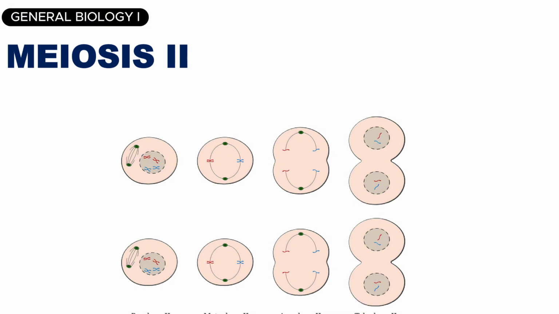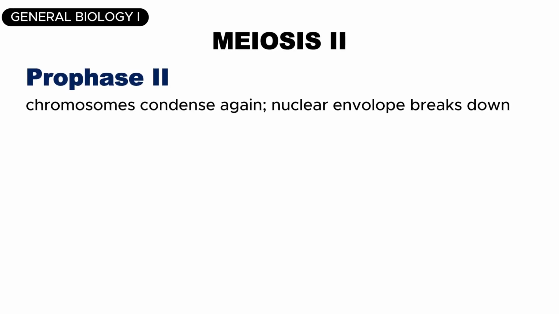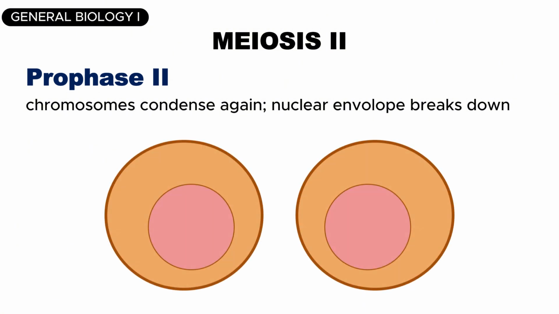With meiosis 1 complete, we now enter meiosis 2, which is similar to mitosis but without another round of DNA replication. Meiosis 2 will separate the sister chromatids, ultimately producing four haploid cells. The first stage of meiosis 2 is prophase 2. In each of the two haploid cells, the chromosomes, each still made up of two sister chromatids, condense again.